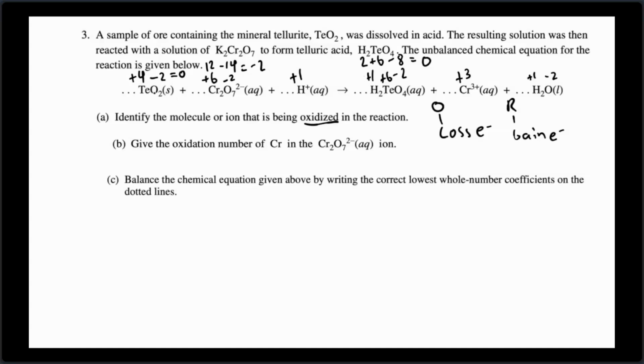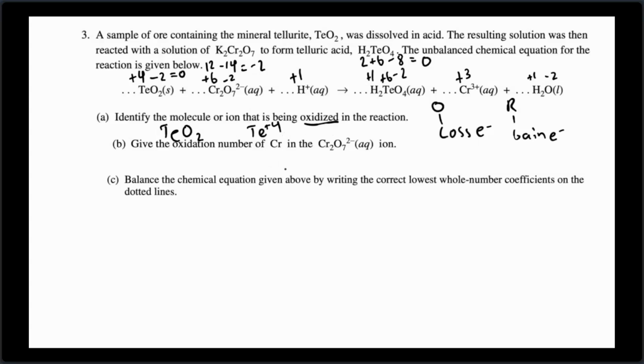If we look at our chemical equation, we know that tellurium is becoming more positive, so the tellurite. We could put TeO2 as the molecule that's being oxidized, or the tellurium ion that's being oxidized. Either of these answers would work.